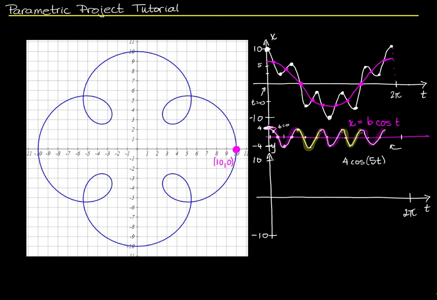But what have I done here? What does this graph represent? It represents the amount I've had to add and subtract and add and subtract to the pink line. Well, the pink line is 6 times the cosine of t. So that means the equation for x for this graph is x equals 6 times the cosine of t, which is my base graph, plus the graph I've added on to that, which is 4 times the cosine of 5t.